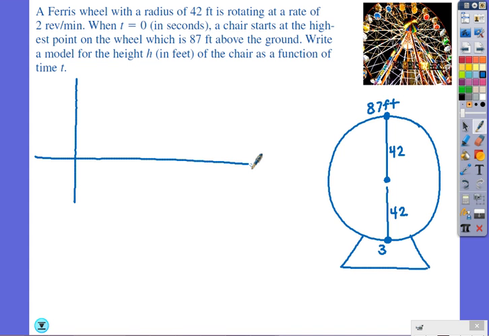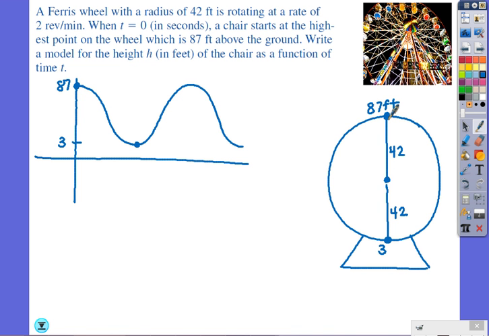It says we're starting at the top. So we're going to start up at 87. We're going to come down to our lowest point of 3. And we're going to go back up. And because it's a circular Ferris wheel, it's going to have a sinusoidal curve to it. In this case, it's a cosine curve. There's no such thing as the word cosinusoidal. So sinusoidal just means it's either sine or cosine.